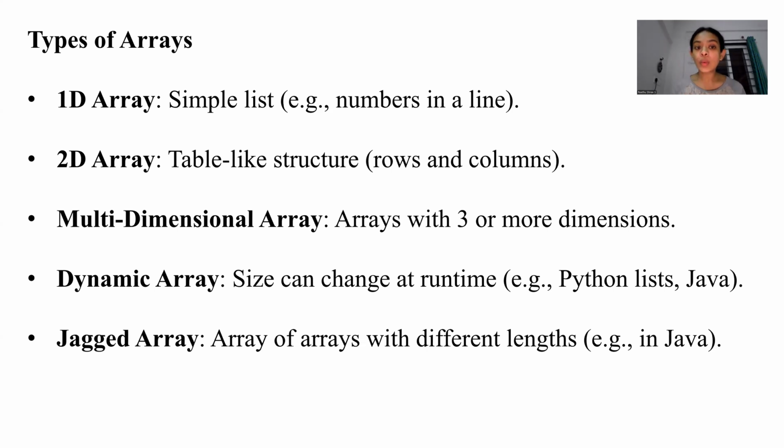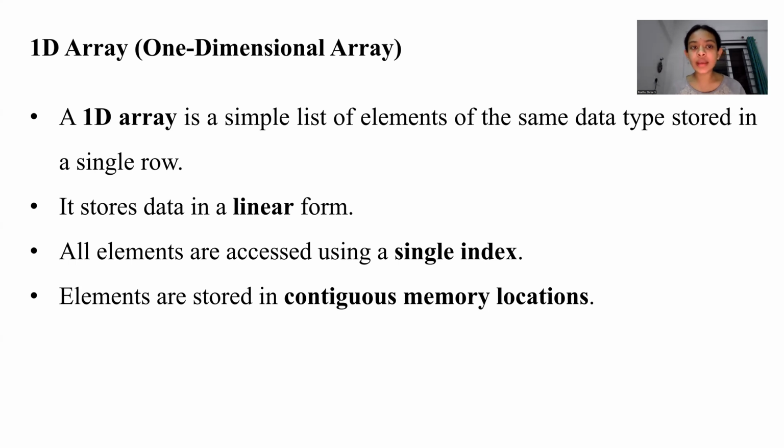In a two dimensional array, you are going to represent rows and columns, a table like structure. A multi-dimensional array is an array with 3 or more dimensions. A dynamic array is one whose size can change at runtime. Example, Python lists, Java lists, etc. A jagged array is an array of arrays with different lengths. Example, in Java. So we are limiting our topic just to 1D array and 2D array. Now let us see what is a one-dimensional array.